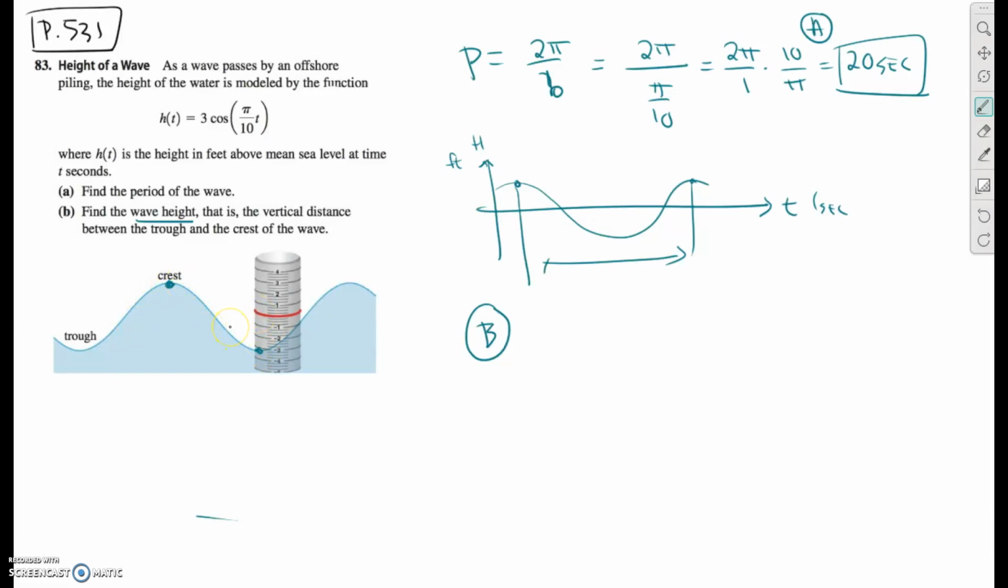Well, the amplitude of this thing is 3, so that's 3 units there and 3 units there. So I guess the wave height would be 3 plus 3, or 2 times your A value, absolute value, whatever. It's 6 feet. That's it.